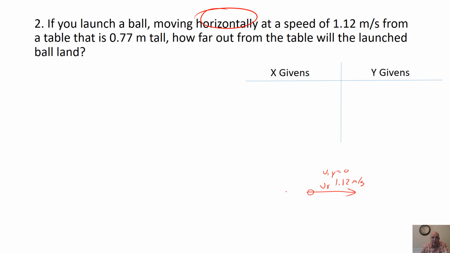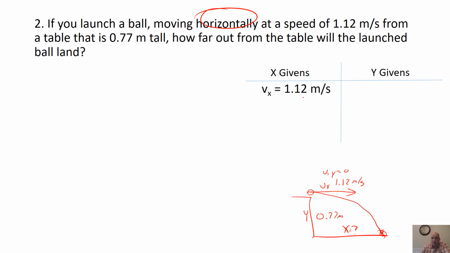And actually it is coming off a table, so it's launched off a table. The table is going to be 0.77 meters. Well, that's going to be your Y. And now the question's asking you for X. How far downrange will that ball land when it hits the ground? Right there. So let's plug in our values.